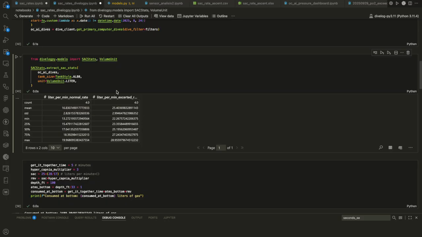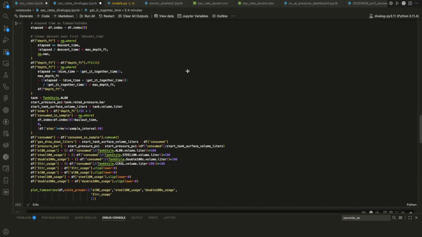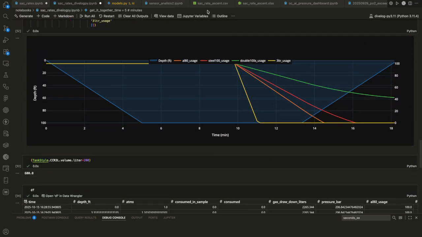And you can see that I have two columns. That's because for every single dive, I take two values. One is the normal SAC rate, so that is just the average SAC rate. And then the other is the exerted SAC rate. So I take that as the 95th percentile of every dive.